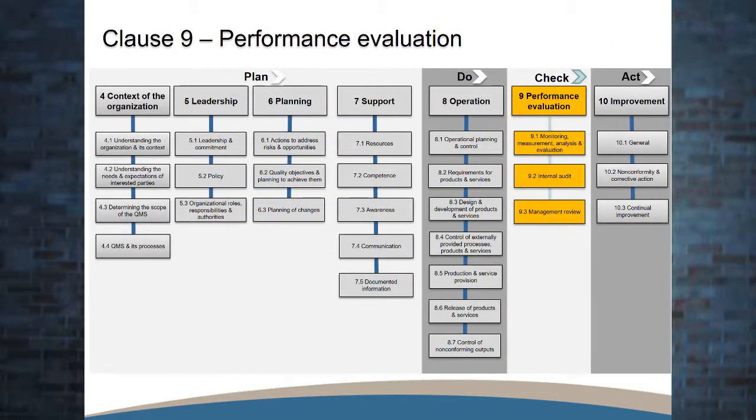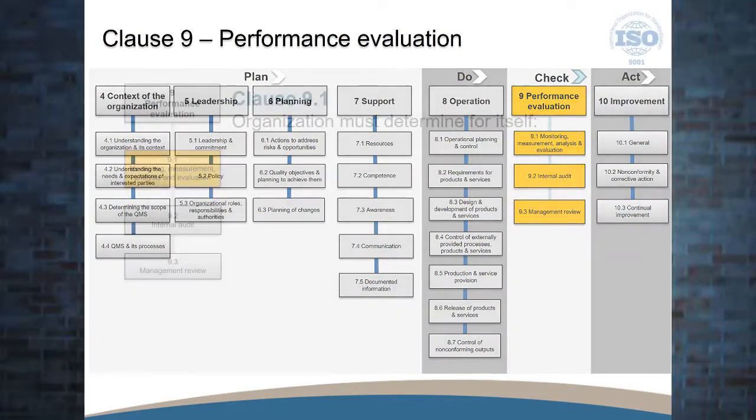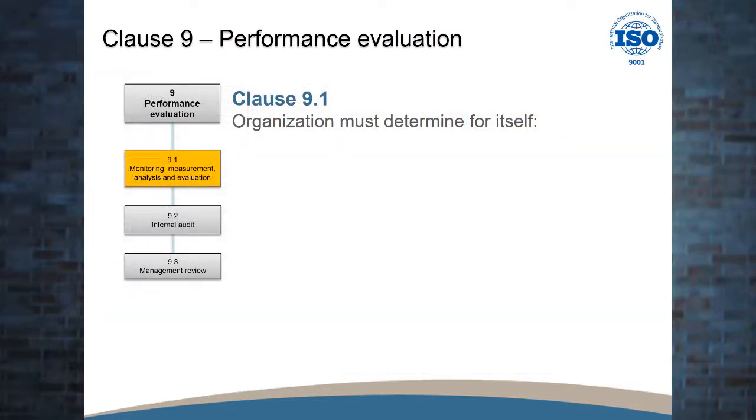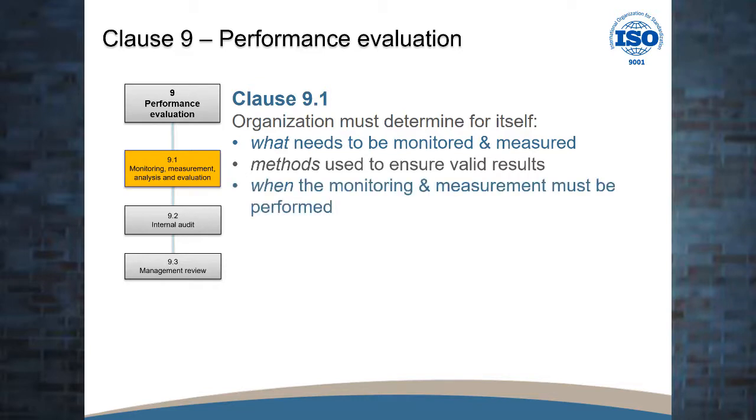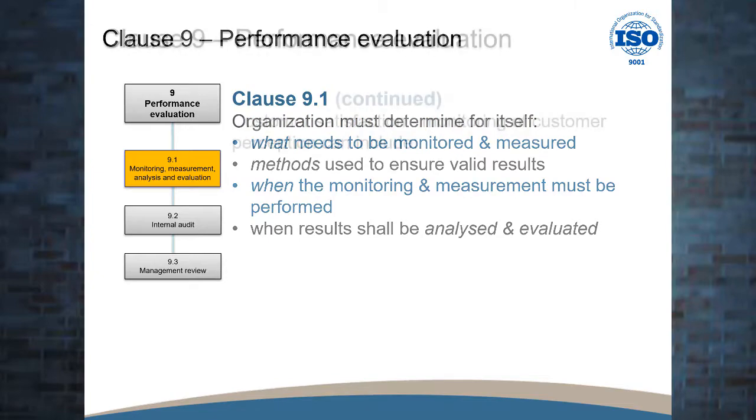So now we move over to Clause 9, performance evaluation, which is where we get into some of the check processes. Clause 9.1, monitoring, measurement, analysis, and evaluation. The organization must determine for itself what needs to be monitored or measured, the methods used to ensure valid results, when the monitoring and measurement must be performed, and when results have to be analyzed and evaluated.